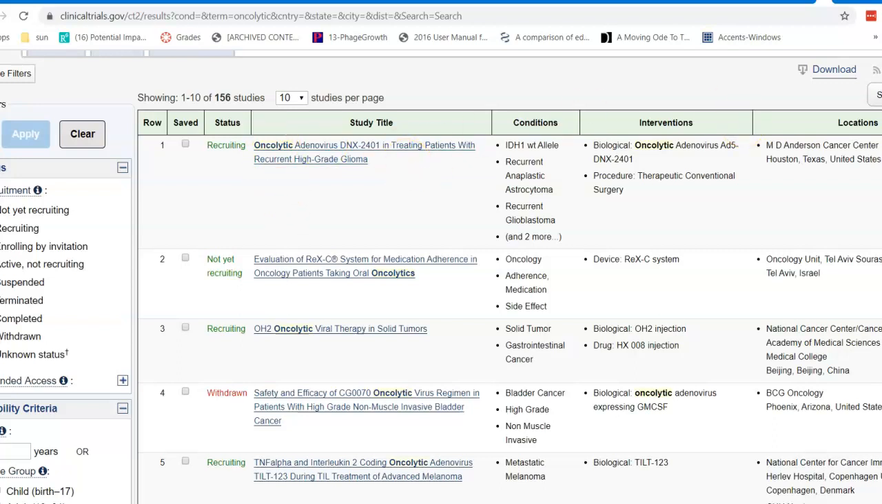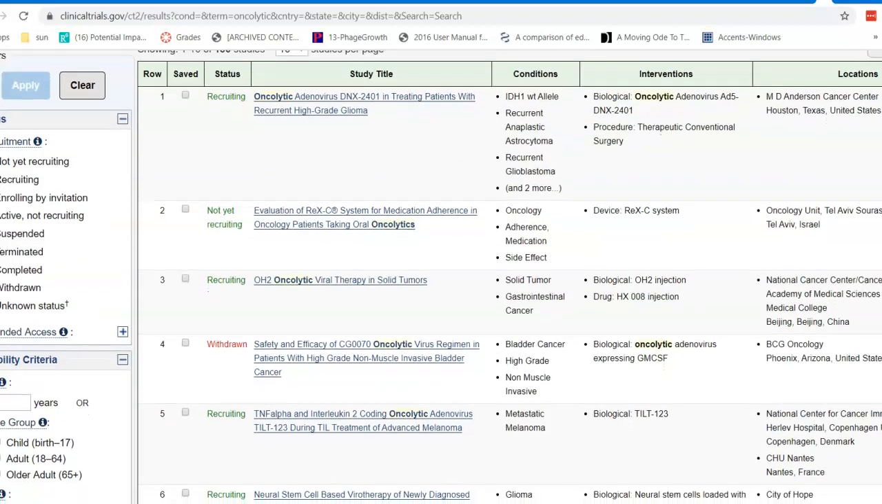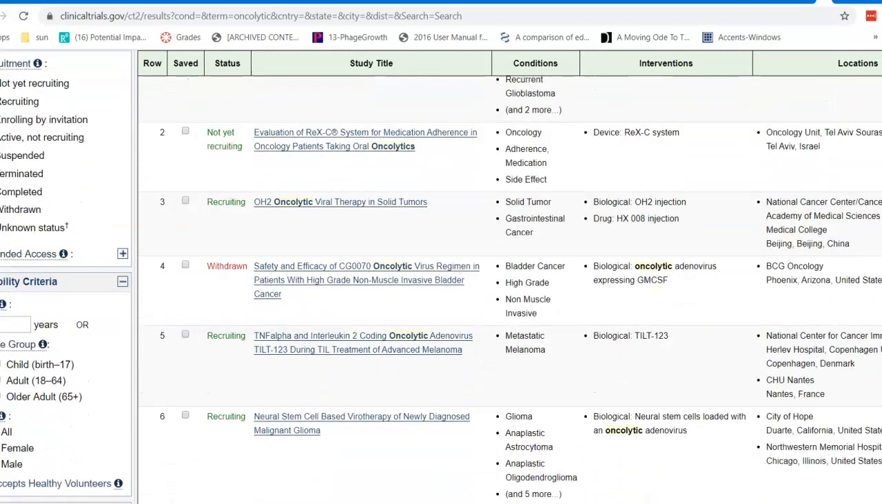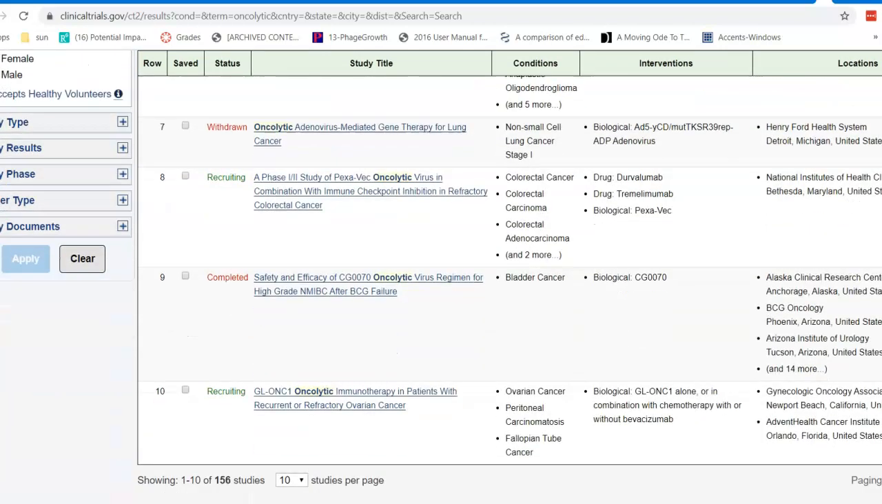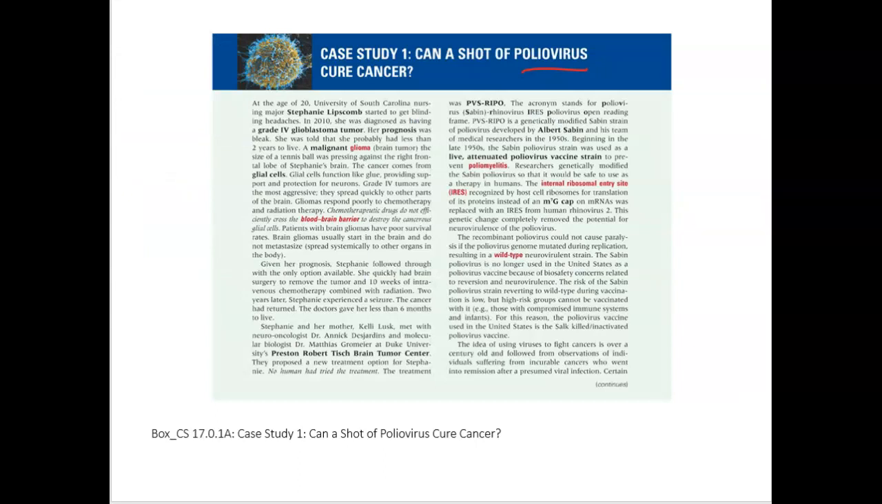So here's one for a glioma, looking for solid tumors. You can go through, this one was completed, so a safety and efficacy trial. And we got some more. Here's a recruiting one for colorectal cancer. So if you were interested in any of these, you could follow up. Also of note, you can go to the same website to look for gene therapy trials.